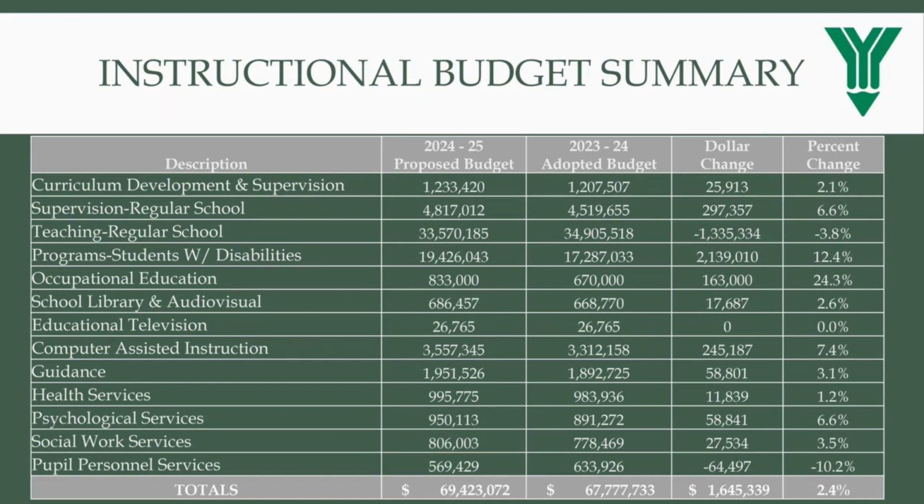Library and AV includes the cost of library automation systems and all databases district-wide. Educational television includes the cost of recording Board of Education meetings and other performances.